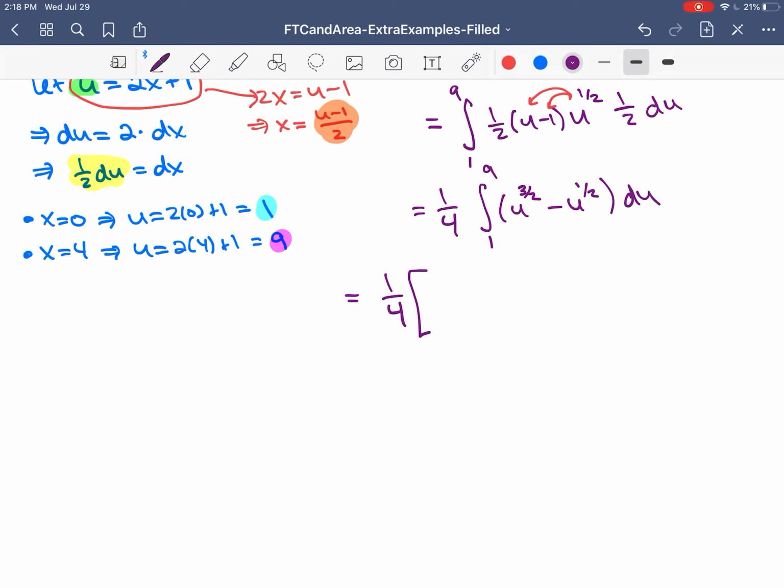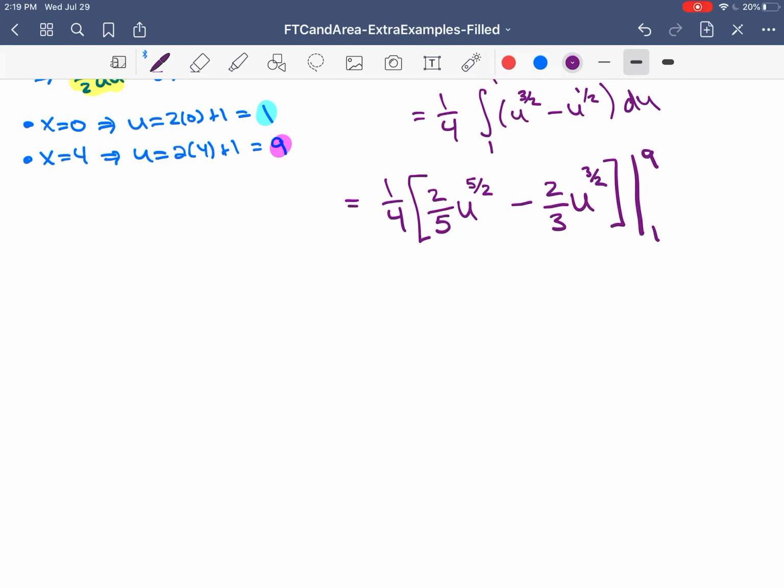So u to the 3/2, we add 1 to the exponent, so it's going to be 5 over 2. That means the constant out front should be 2/5. And then when I have a 1/2, I'm going to add 1, so I should have a 3 over 2, which means the constant out front is going to be a 2/3. And then I want to evaluate that from 1 to 9. Remember that I do not need to go back to x because these are the bounds for u.